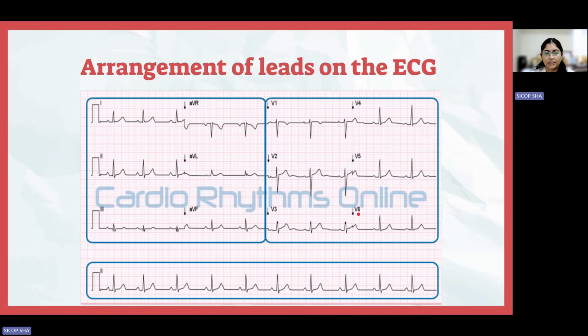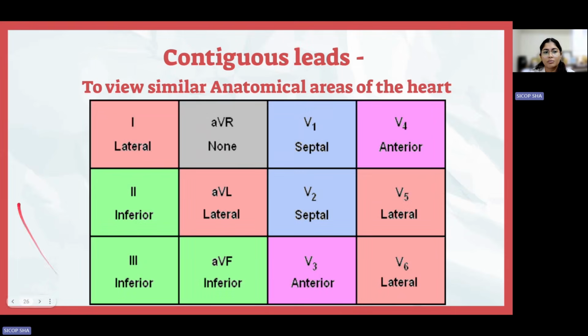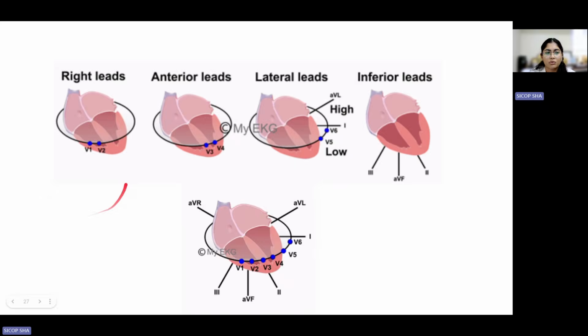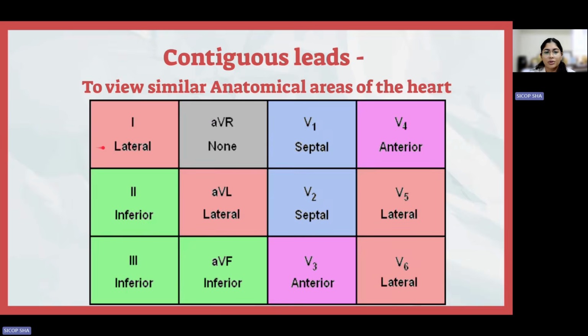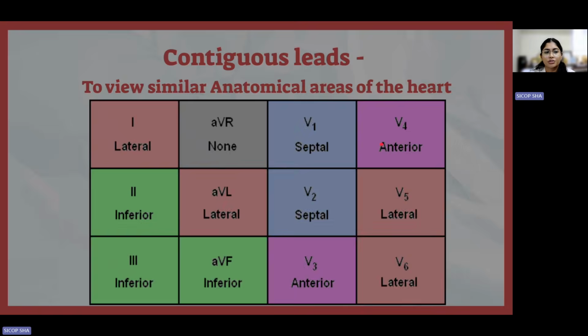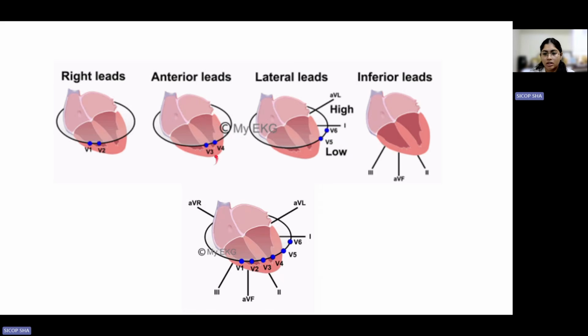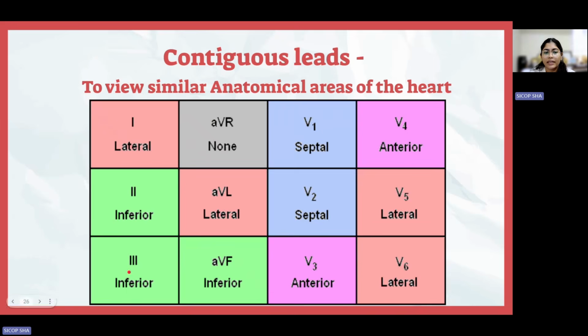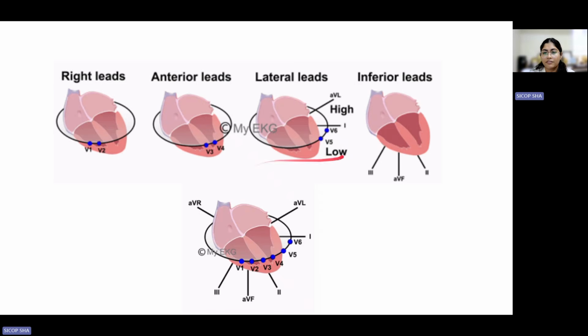V4, V5, and V6. At the bottom, we usually have a rhythm strip, which is usually your second lead fully represented on the ECG paper. Okay, so putting it into a tabular form, your specific leads are going to show specific areas of the heart. To understand this, we have this diagram over here: V1, V2 show your septal parts. V3, V4 show your anterior parts. Then your 2, 3, and AVF show your inferior parts.